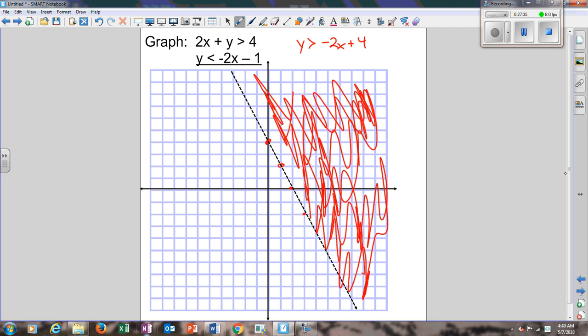For your next one, start at negative 1. Make a dot. Go down 2, right 1. Down 2, right 1. You draw a line between those points. It's also going to be a dotted line. Then you shade everything that's below that line.